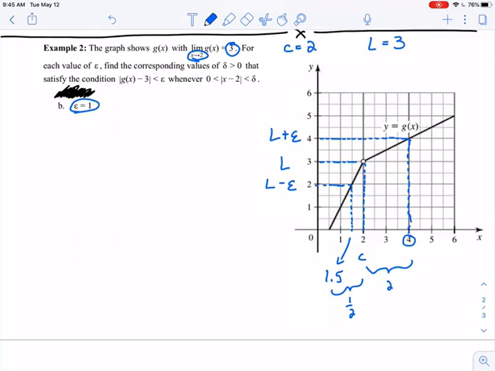So this one's a little bit different from the last problem. The distance on either side of c is not quite the same, and that's because the slope is changing at that point. So what we can do is just sort of guess and check, and then I'll tell you the shortcut after this. Let's suppose we want to choose the largest possible delta, right? So we want to choose the biggest possible value of delta that we can here.